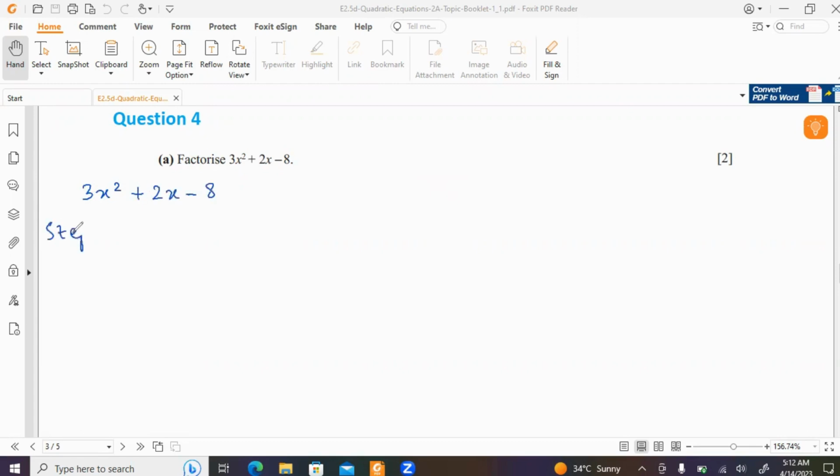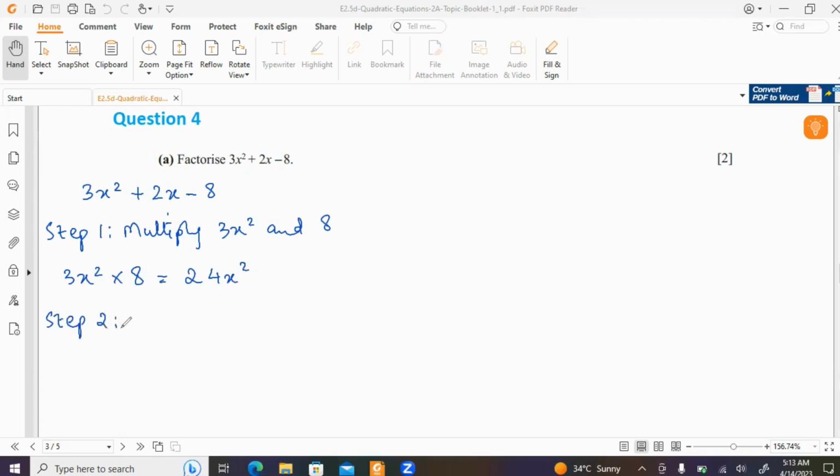Step 1 is going to be multiply 3x squared and 8. So when you multiply 3x squared and 8, we get 24x squared.